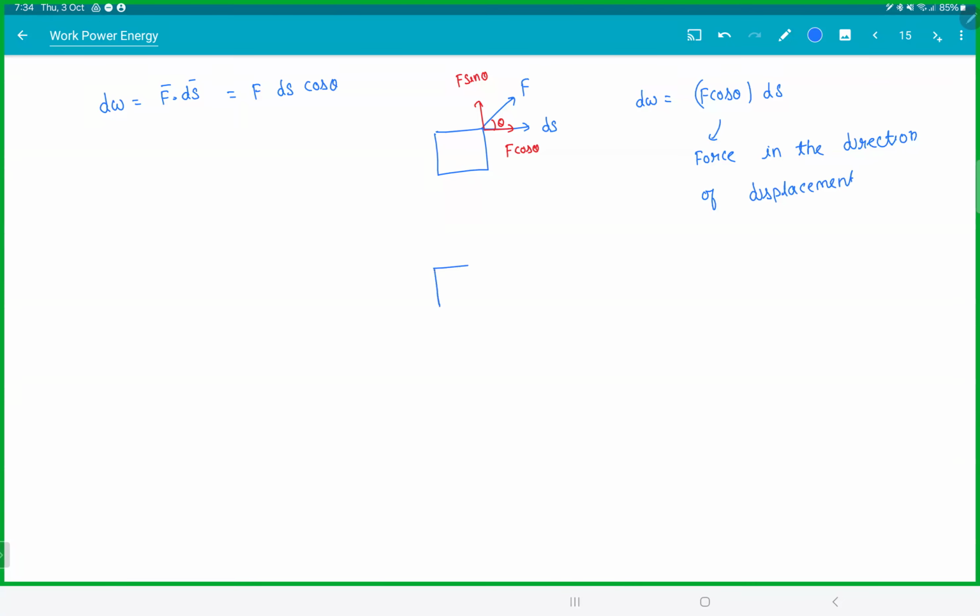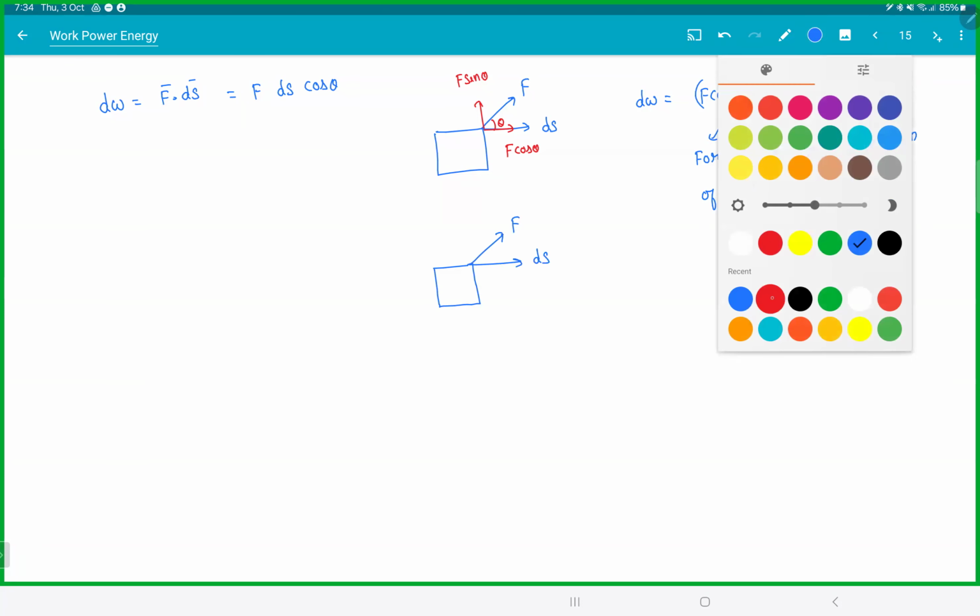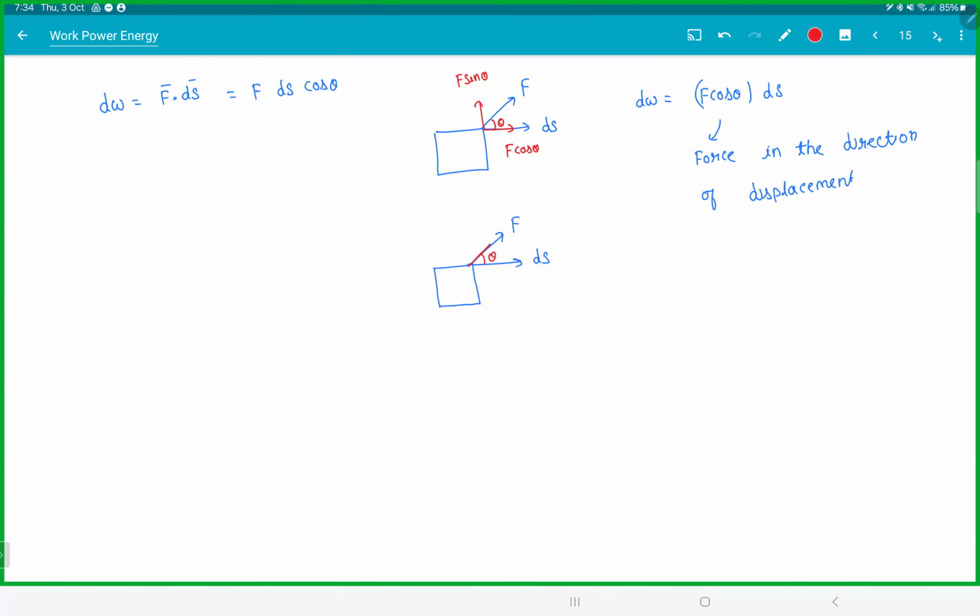Another way to take this, we have F, we have ds. This is theta. This time divide ds into components. This is ds cos theta and this is ds sin theta. So we are just manipulating that equation there. So dw can be written as F into ds cos theta. So you can say ds cos theta is displacement in the direction of force. Both are right. Now, it just depends on whom you are giving this cos theta to.